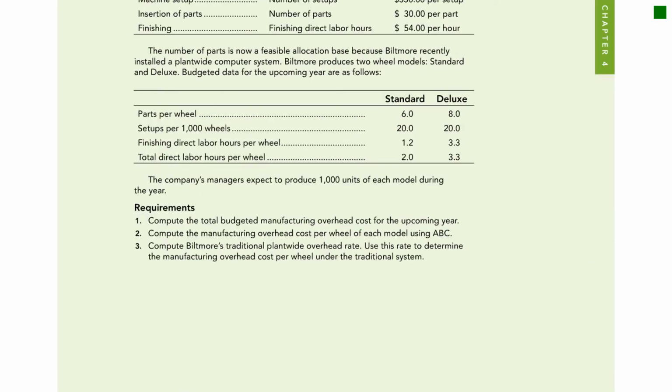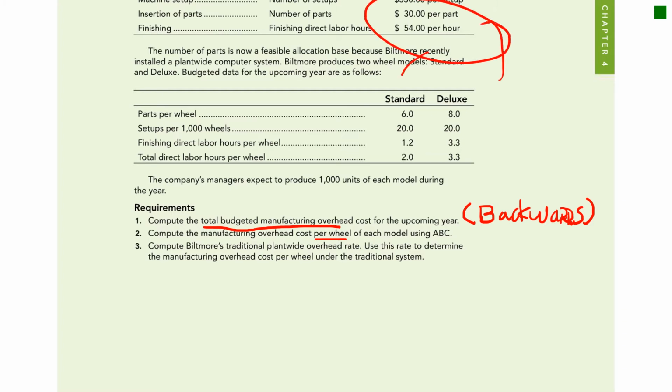Okay, so the first requirement is part 1. They want you to calculate the total budgeted manufacturing overhead cost for the upcoming year. Essentially they're making you work this backwards. I tend to not have you do that, but I'll show you how they get to that in a moment. Then part 2 says they want you to compute the overhead cost per wheel. So you're going to take these rates way up here and allocate them to these 2 products.